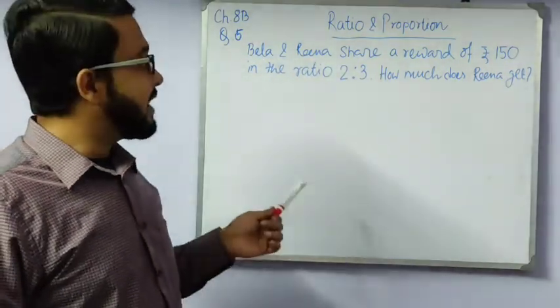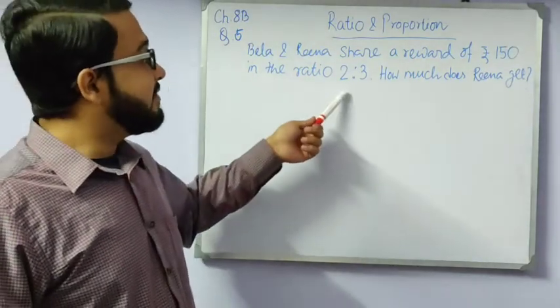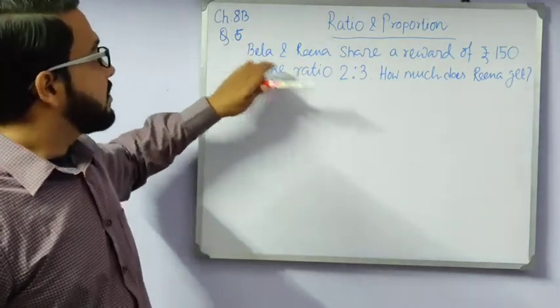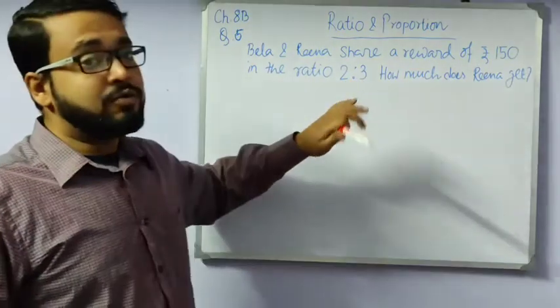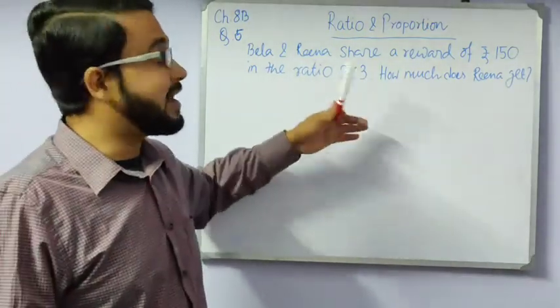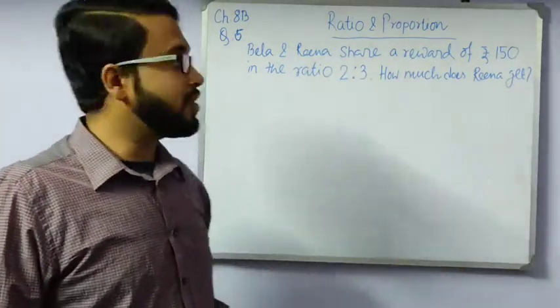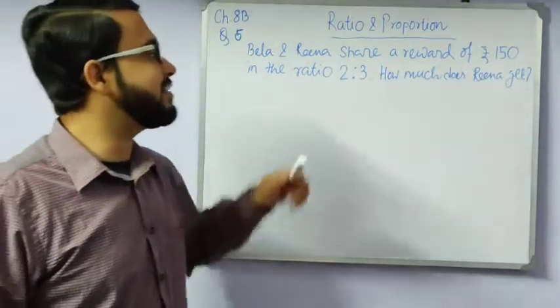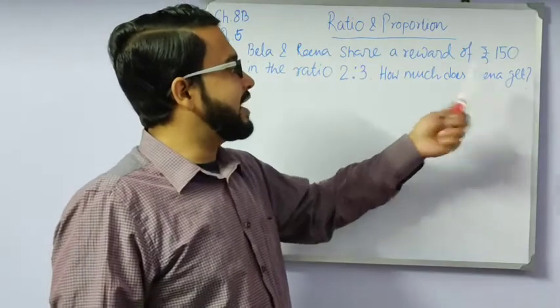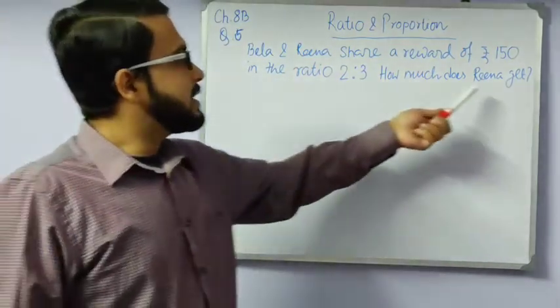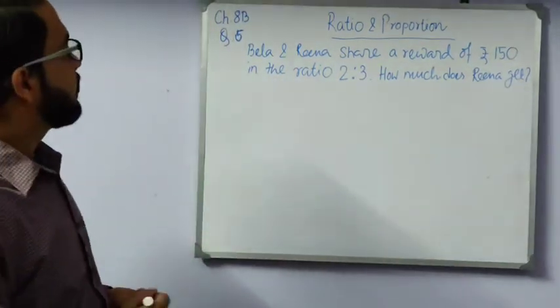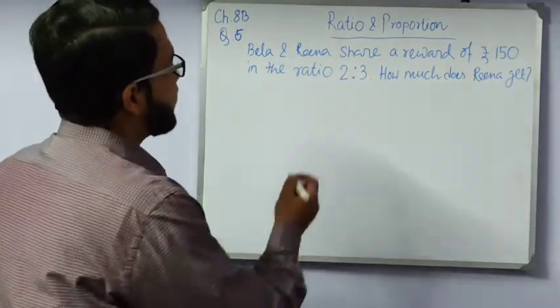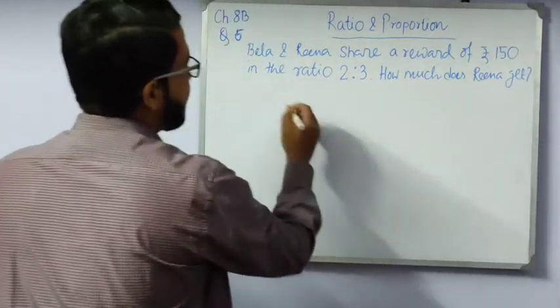In the previous math, the ratio is given and one of the actual values of the ratio is given, and we find out the other actual value. But here the total actual value is given and the ratio is given, and we have to find out each one's reward. So how much does Reena get?